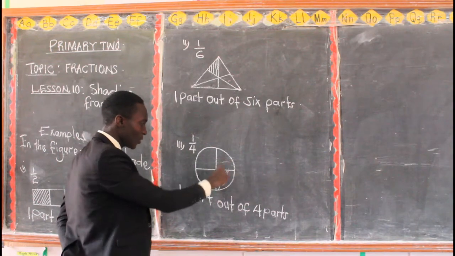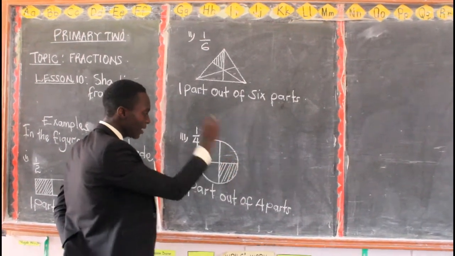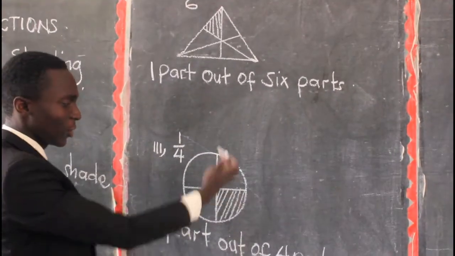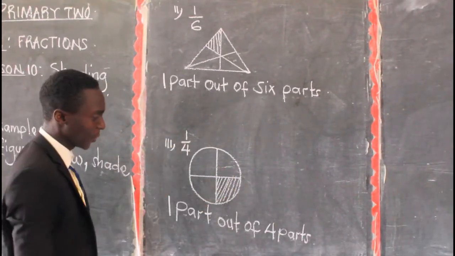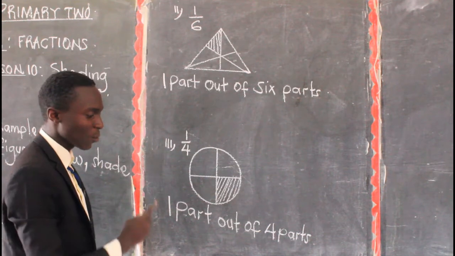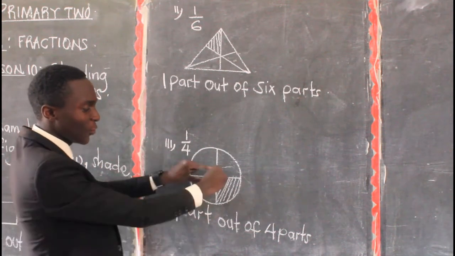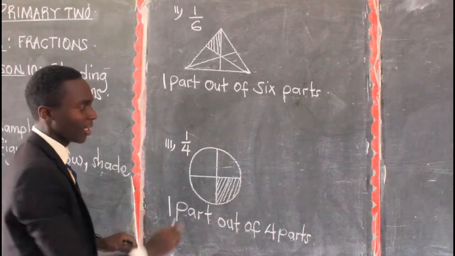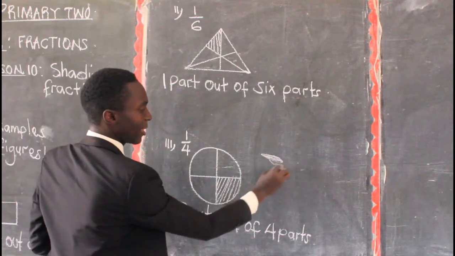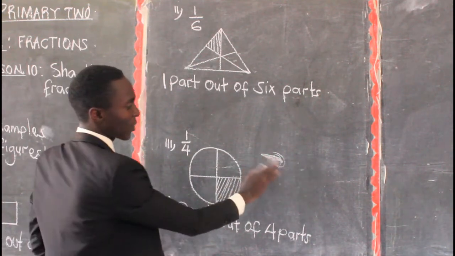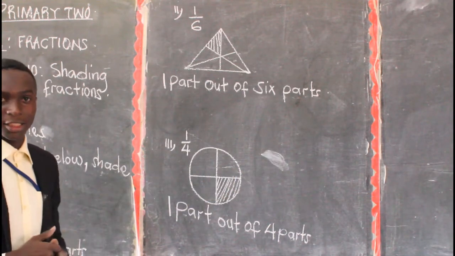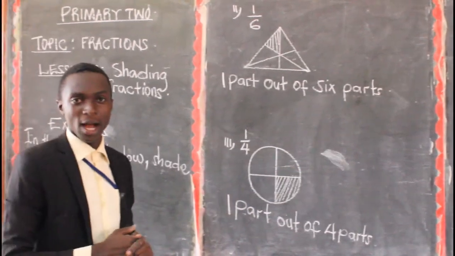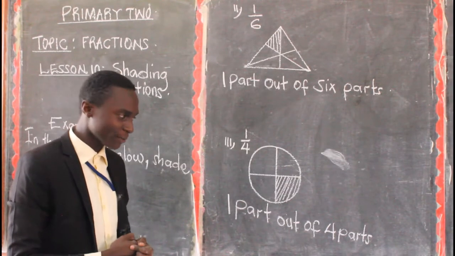Make sure you shade gently, properly. Make sure that lines do not go into the other parts. So that's how we shade. We shade using lines. You get a pencil and a ruler and you shade properly using lines. Don't shade like this. No, that one is not acceptable. This one is only applied in fine art, maybe when you are drawing art.